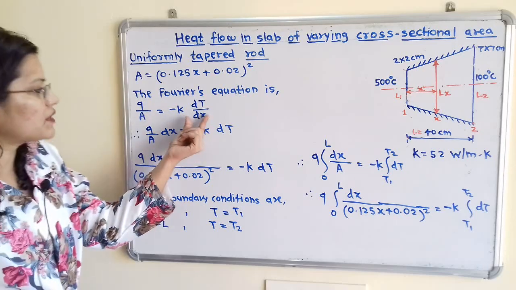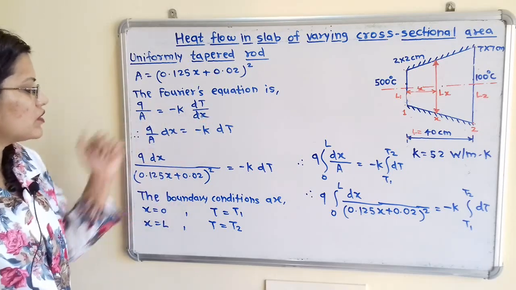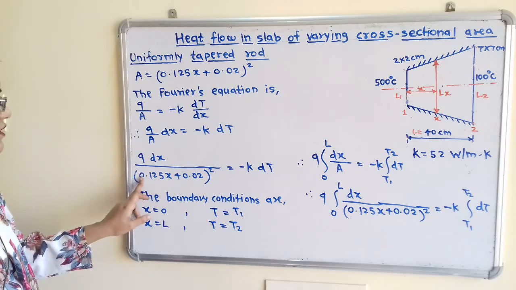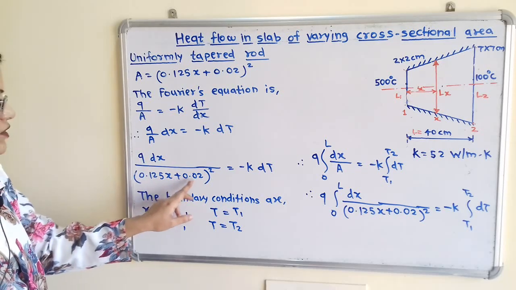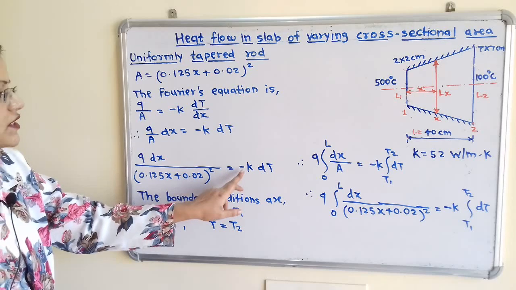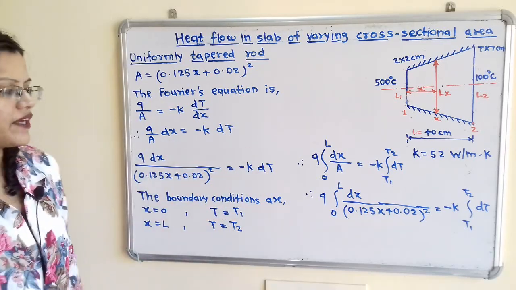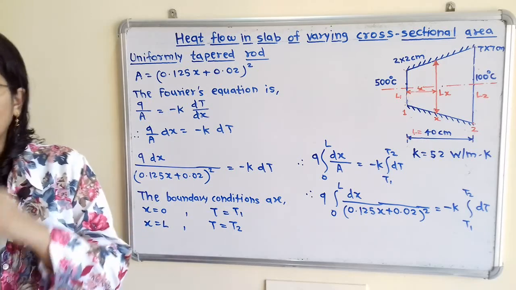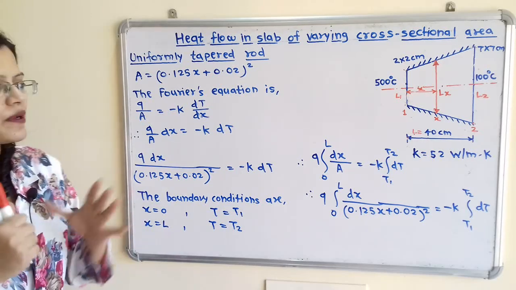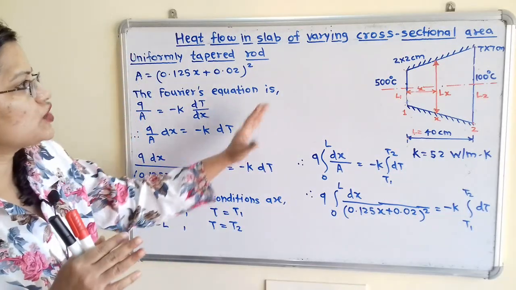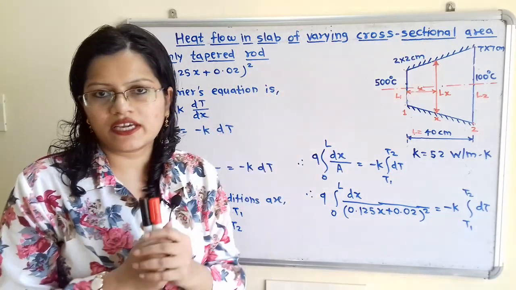At the same time, we will transfer this dx to the left hand side. So this is the new equation: q dx divided by (0.125x + 0.02) squared, which is equal to minus k dT. Now if we observe this equation, how many variables are there? These variables we can define from this diagram. So this is a question for varying cross sectional area.